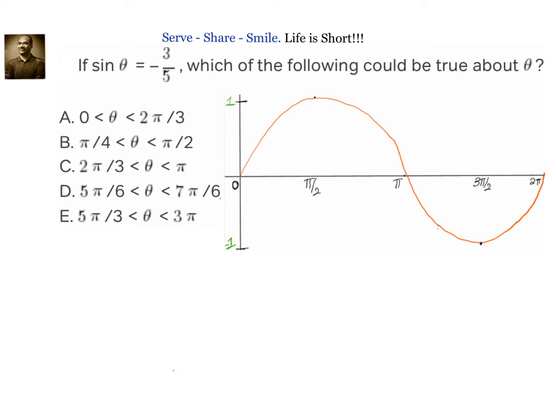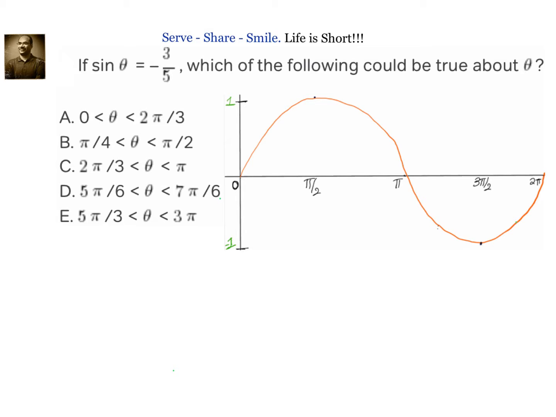Now to solve this problem, we have to understand how the graph of the sine curve will be between 0 to 2 pi radians or 0 to 360 degrees. I have taken an approximate curve of how it looks. From 0 to pi by 2, sine increases from 0 to 1. From pi by 2 to pi, it comes down from 1 to 0. From pi to 3 pi by 2, it decreases from 0 to minus 1, and from 3 pi by 2 to 2 pi, it again increases from minus 1 to 0.